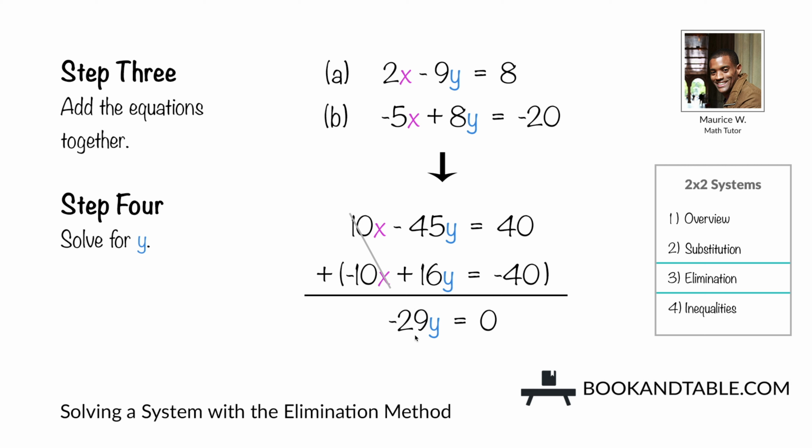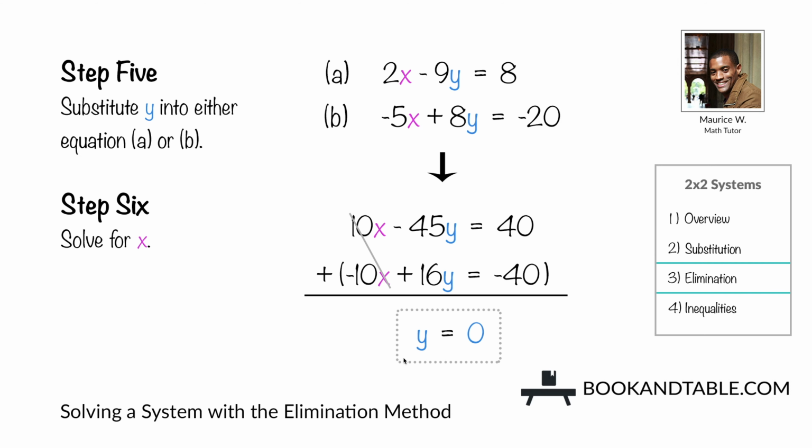So we want to get rid of this coefficient, negative 29, in order to solve for y. So we divide both sides by negative 29, giving us y is equal to 0 divided by negative 29, which is 0. And now that we've solved for y, step 5, we can substitute y into either equation A or B. And then step 6, solve for x. So I'll show you that it works for both.